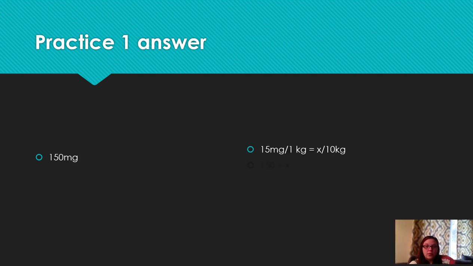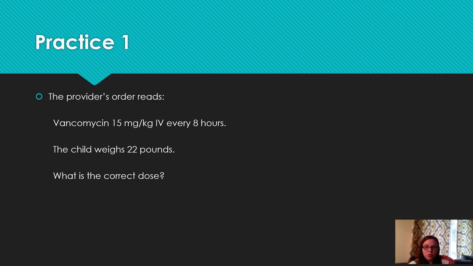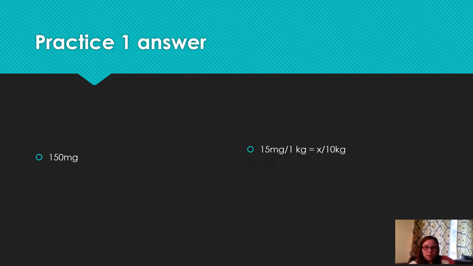So 15 milligrams per 1 kilogram is equal to how many milligrams per 10 kilograms? And that answer here obviously is 150. So it's a pretty simple one, okay? And remember, anything that has pounds, you have to convert to kilograms, and that's a 2.2 change, okay? So I divided 22 by 2.2. And that's how you get your 10, okay?